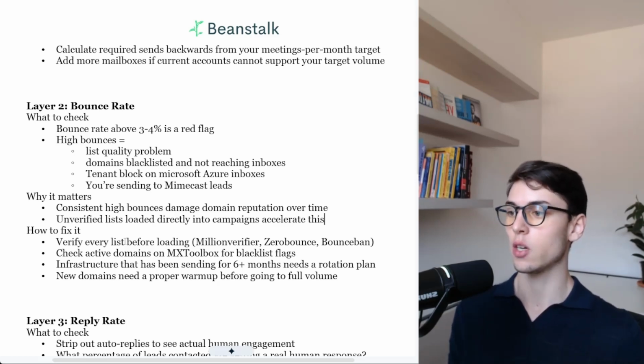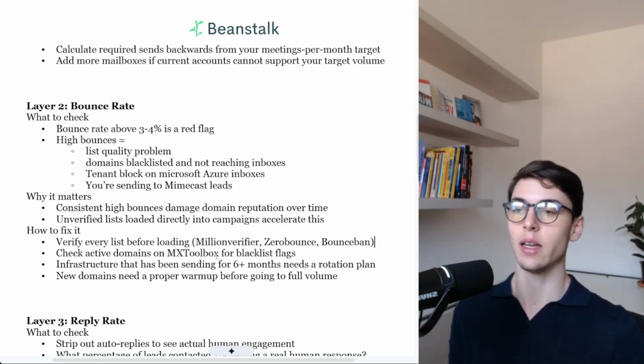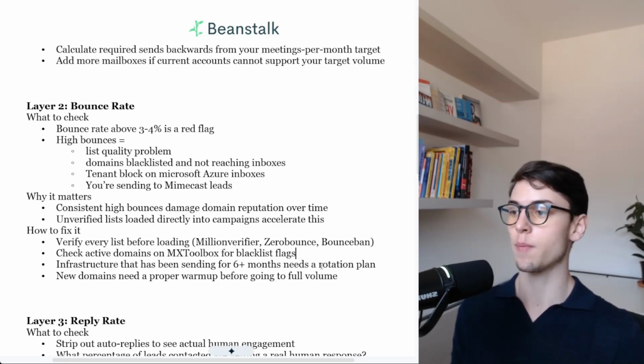Here's how you fix it. You want to verify every single list before loading it into your sequencer using something like MillionVerifier, ZeroBounce, or BounceBan. Check active domains on MX Toolbox for any blacklists. If they're blacklisted on SURBL, then you want to replace your domains because it's generally very hard to get them out of that blacklist.